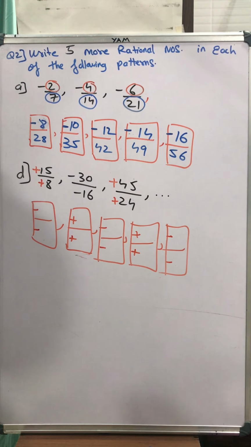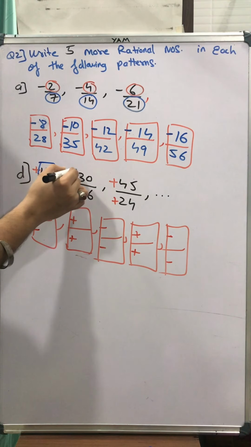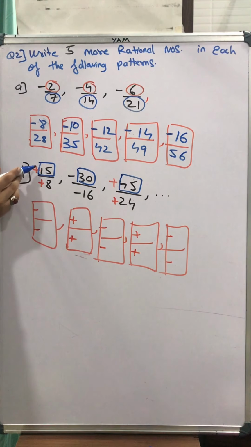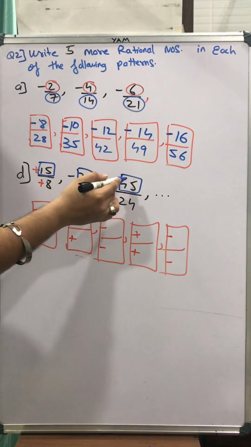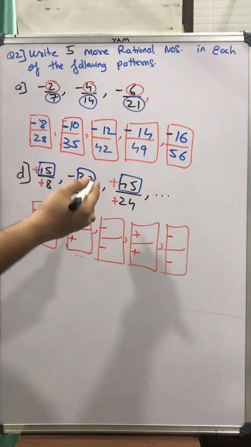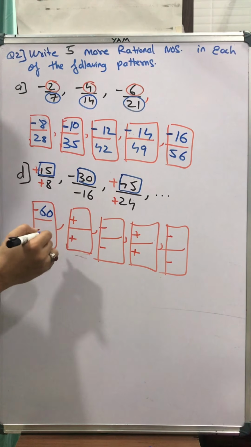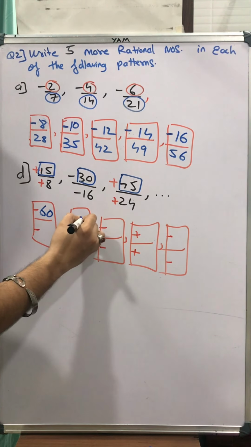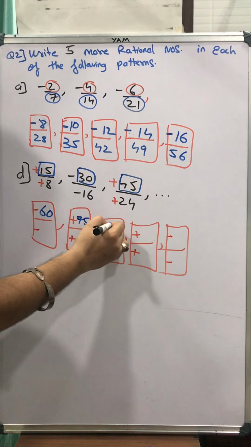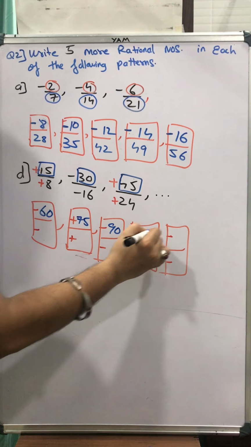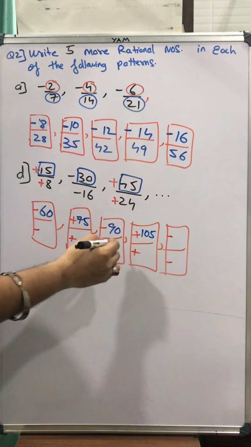Now let's concentrate only on the numerator. Here I have 15, here I have 30, here I have 45. Can I say it's the 15 times table? 15 ones are 15, 15 twos are 30, 15 threes are 45. Yes, it's the 15 times table. So 15, 30, 45, then comes 60, 75, 90, 105, and then comes 120.